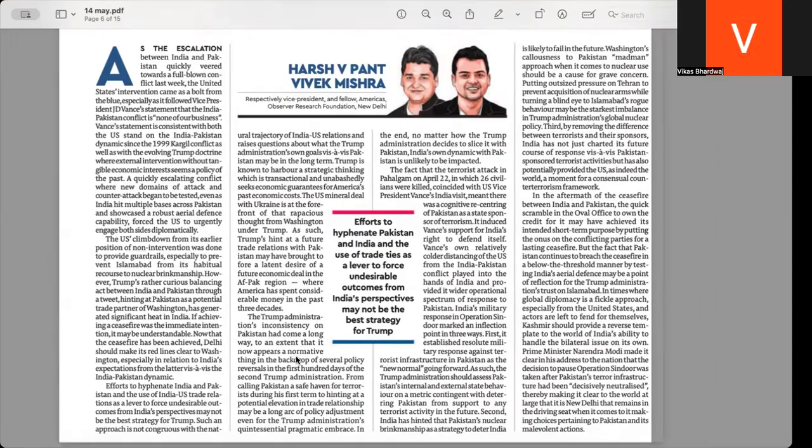So the point is, the US climbed down from its earlier position of non-intervention to provide guardrails, that means to provide a kind of stability, especially to prevent Islamabad from its habitual recourse to nuclear brinkmanship, that 'we will use it'. So though Trump claims that he is going to balance between India and Pakistan, India is not the same India which was there in the first decade of the 21st century.